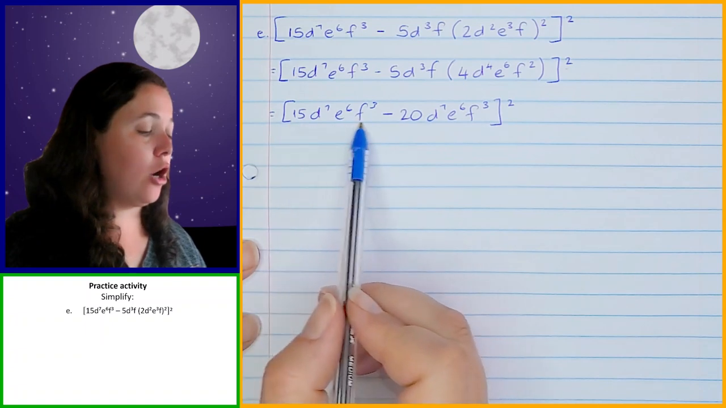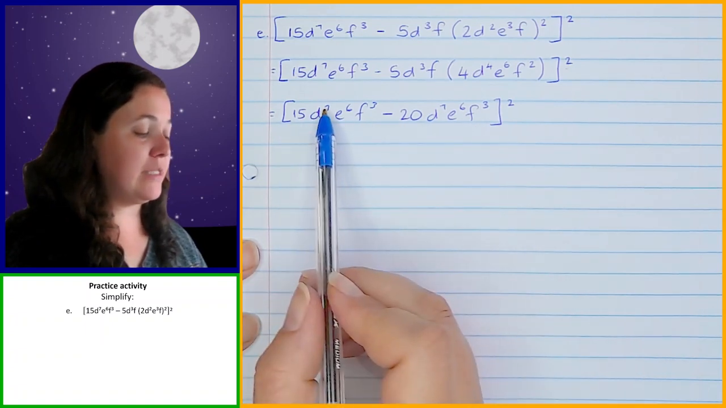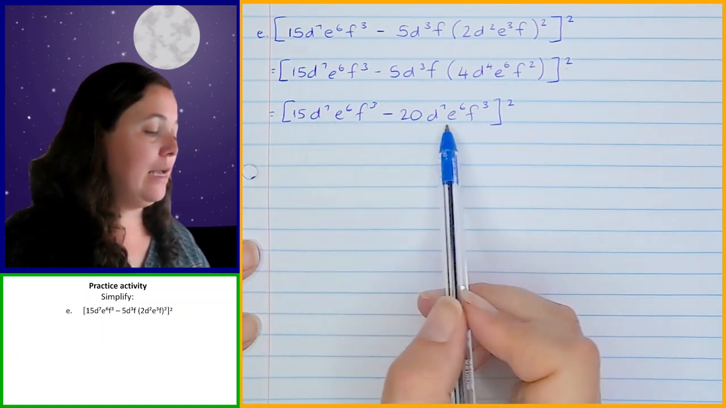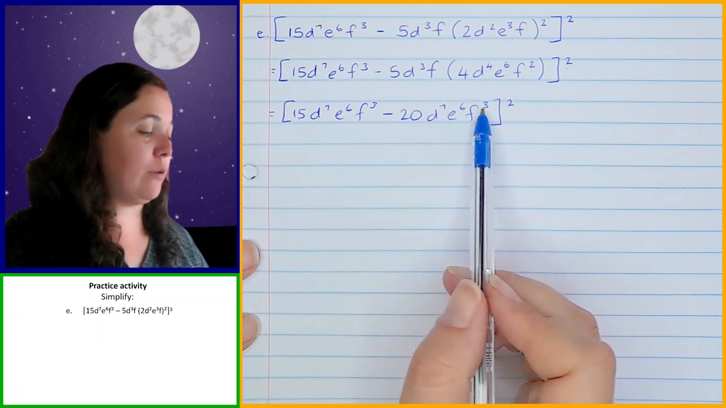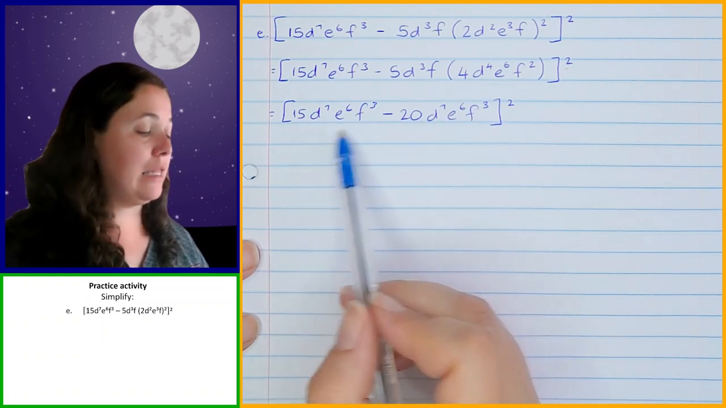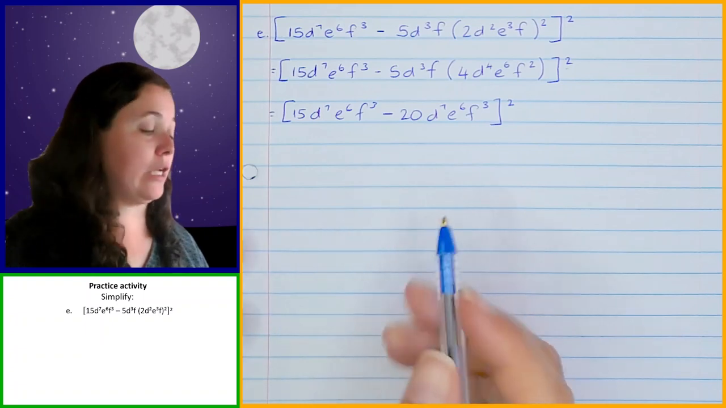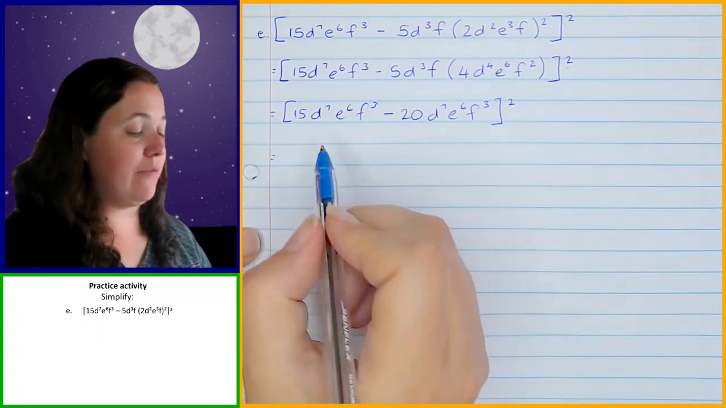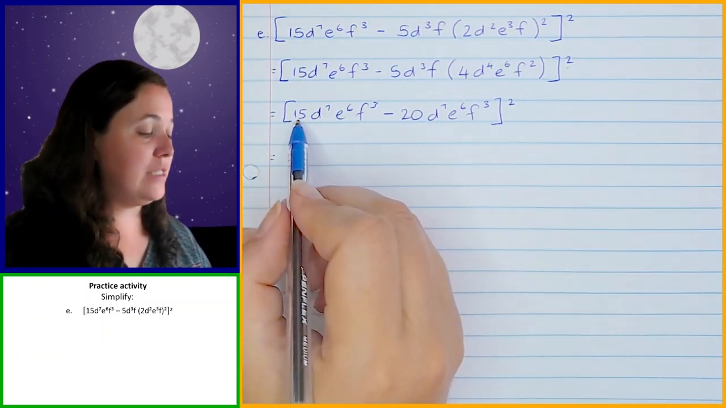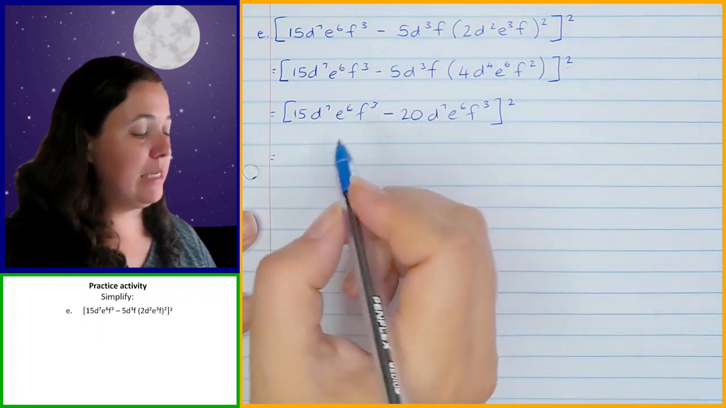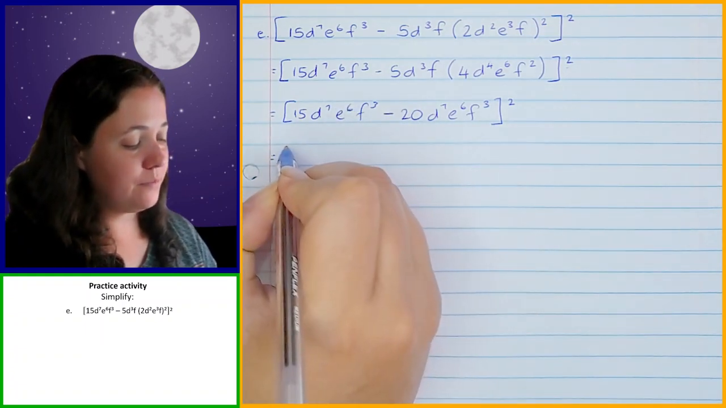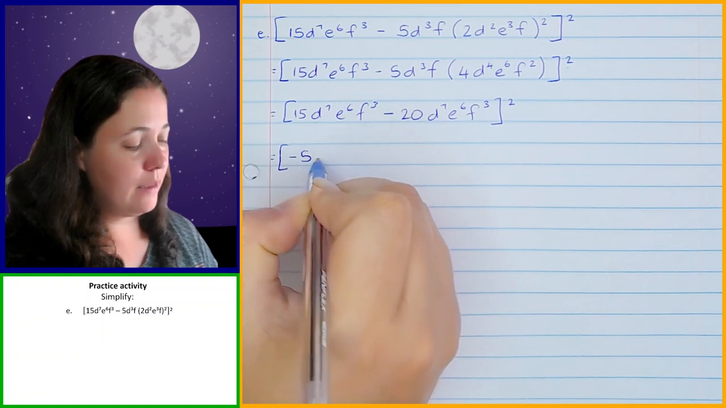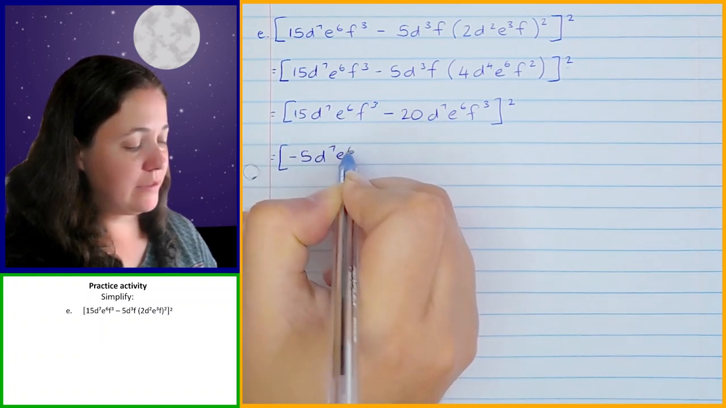I can check, are those like terms? That's d to the power of 7, e to the power of 6, f to the power of 3. Here, d to the power of 7, e to the power of 6, f to the power of 3. They are identical in terms of their variables. So yes, they are like terms. So now I can simplify that. I have got 15 minus 20 gives me negative 5, d to the power of 7, e to the power of 6, f cubed.